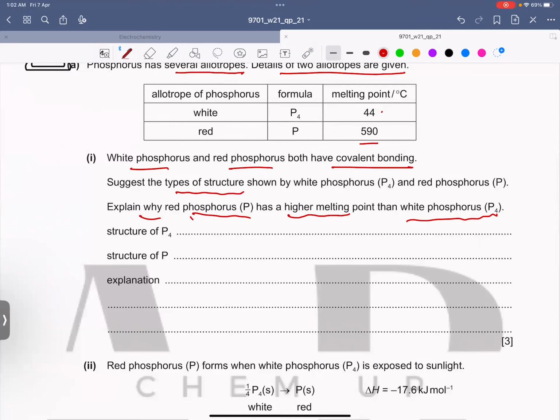Sir, giant and simple. Yeah, very good. Because phosphorus is a non-metal, so they only make covalent bonds. So for P4, as its melting point is just 44, we can write that it is simple molecular, and for the structure of P having a melting point of 590, we can write it's a giant molecular.